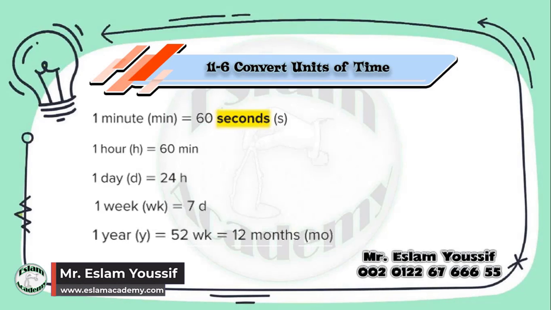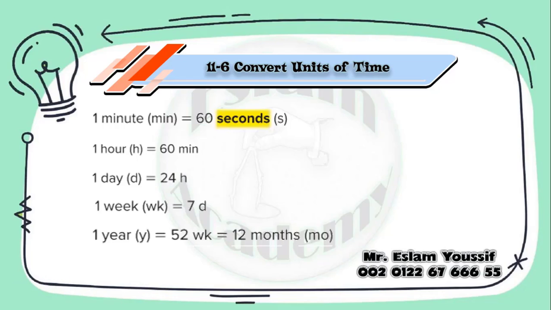In this video we are talking about converting units of time. As we know, there are many units that we use to measure time. We will start arranging them from the greatest to the smallest, because when we need to convert from the greatest to the smallest we need to multiply, but from the smallest to the greatest we need to divide. So at first we will start from the greatest.